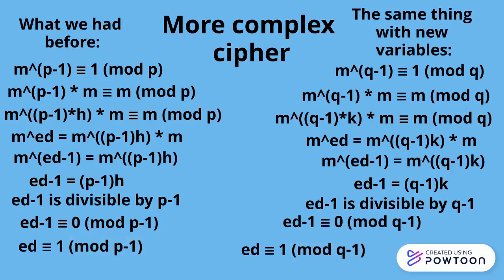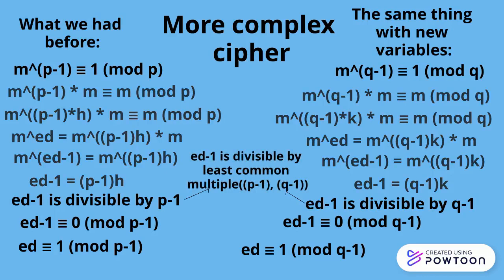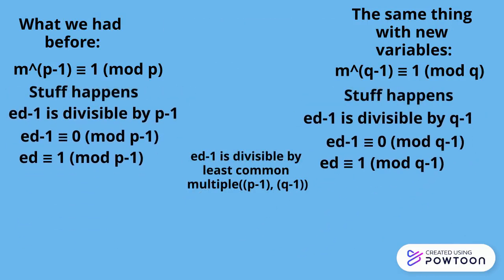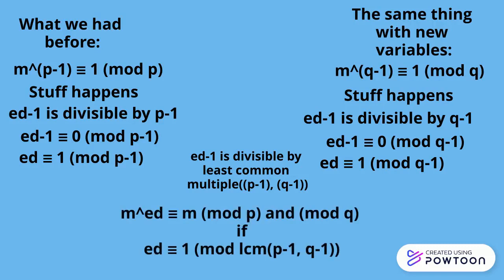Now, since we figured out that ED minus 1 is a multiple of both P minus 1 and Q minus 1, it has to be a multiple of the LCM of P minus 1 and Q minus 1. So, our more complex requirement is that for m to the ED to be equal to m, both mod P and mod Q, E and D must be inverses mod the LCM of P minus 1 and Q minus 1.